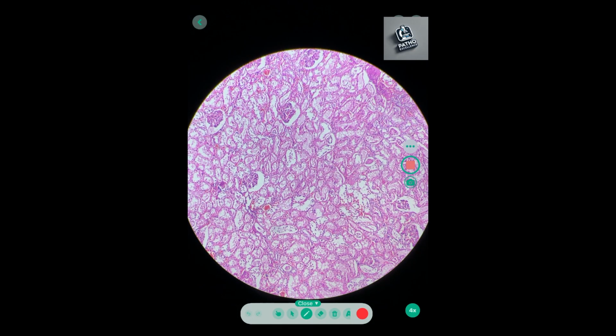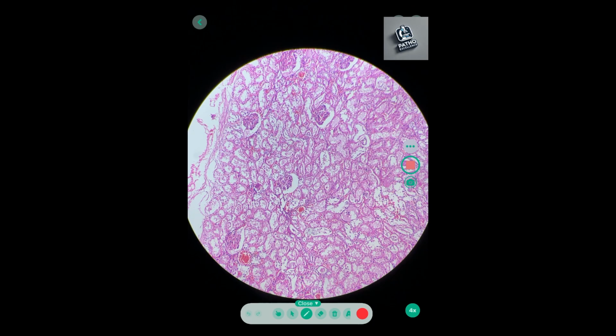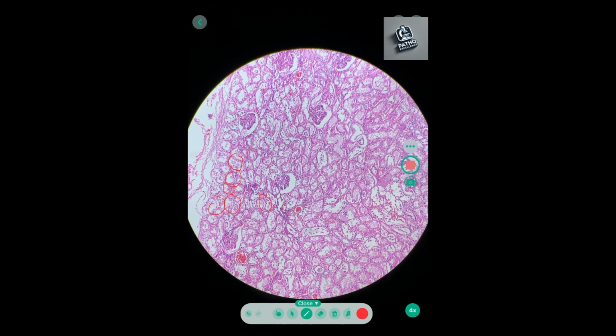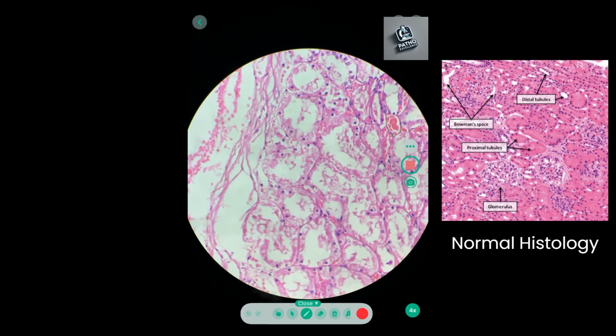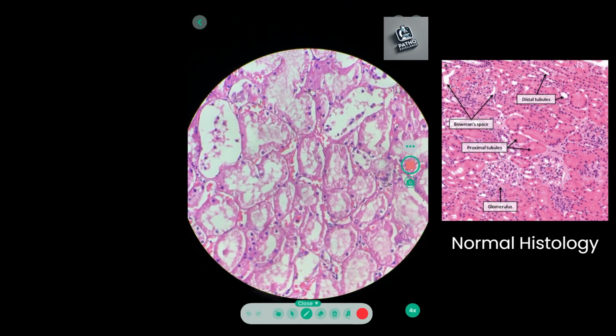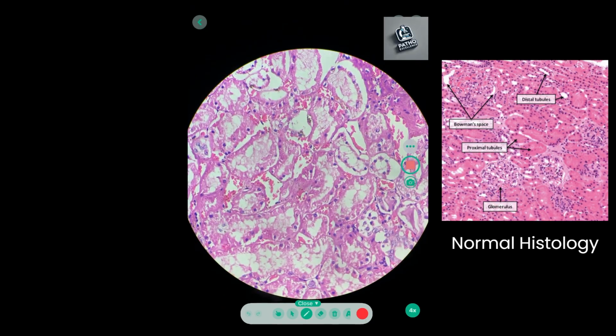let's see hydropic change in the renal tubule. So here in 10x view, we can easily appreciate there are many tubules which are having clear looking appearance, and this is due to accumulation of water inside the cytoplasm. Now there are two types of tubules, proximal tubules and distal convoluted tubules.